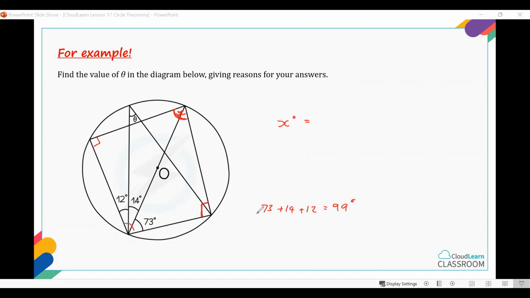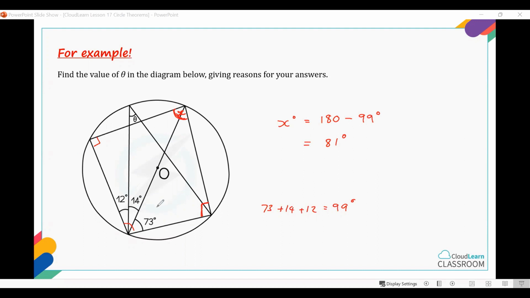So this whole thing here is 99, but I've asked you to find this angle, and this angle is opposite it in a cyclic quadrilateral. So what's that going to be? Fabulous, well done. So it's actually going to be 180 degrees minus 99 there. So that one is 81 degrees. All right, well done.